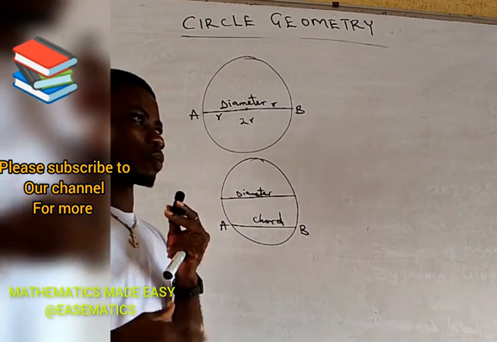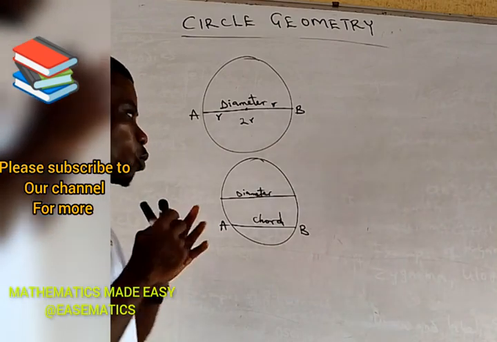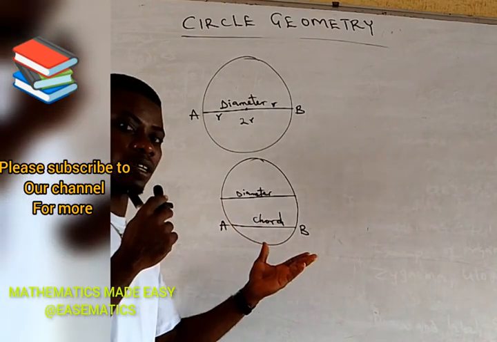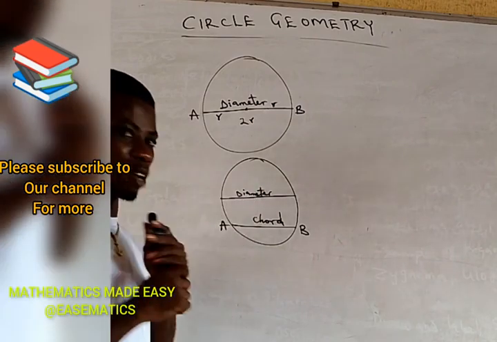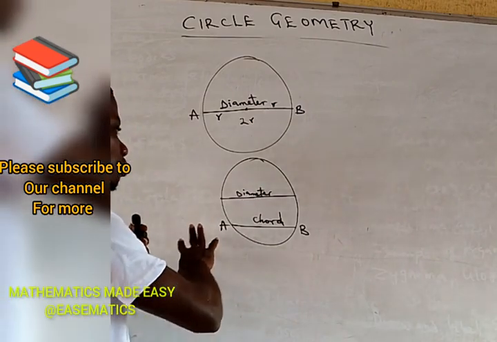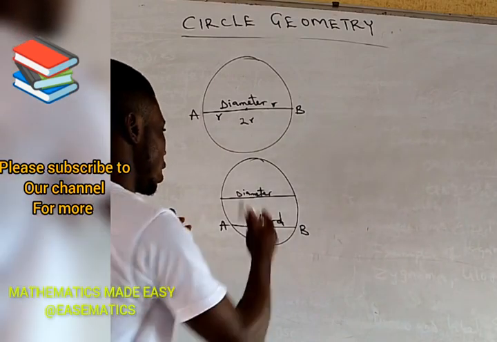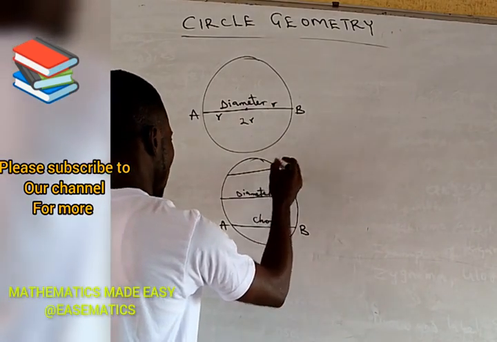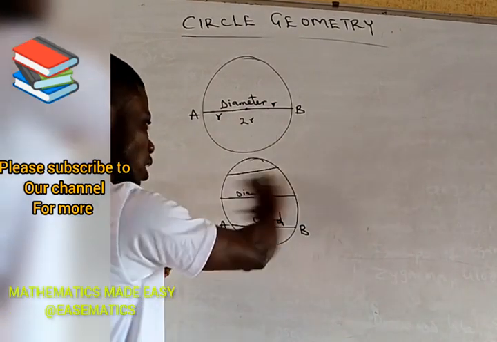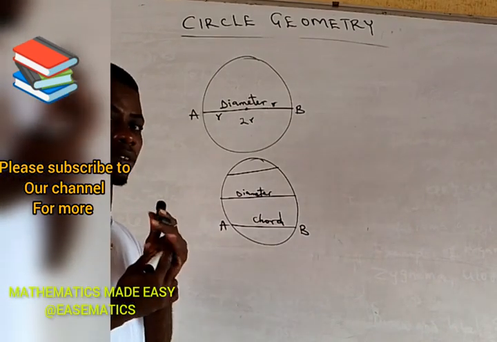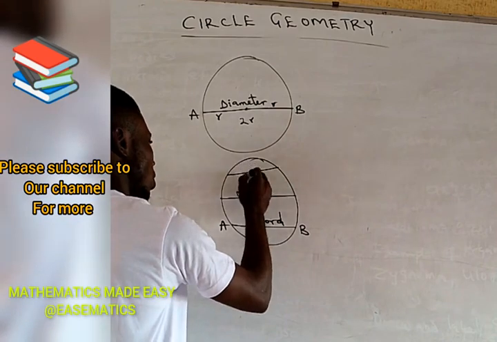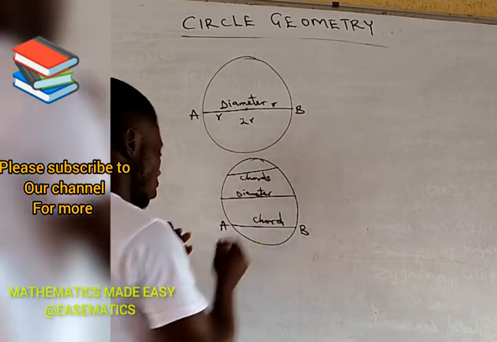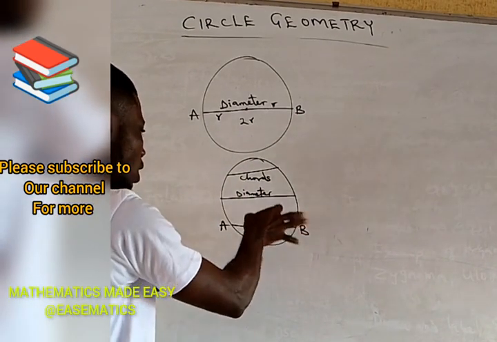In case someone asks you what the largest chord in a circle is, the largest chord in a circle is the diameter. If a chord runs from one part of the circle to another part of that circle, they are all chords, but the largest of all the chords of a circle is the diameter.